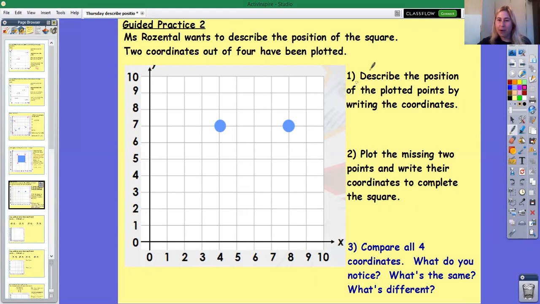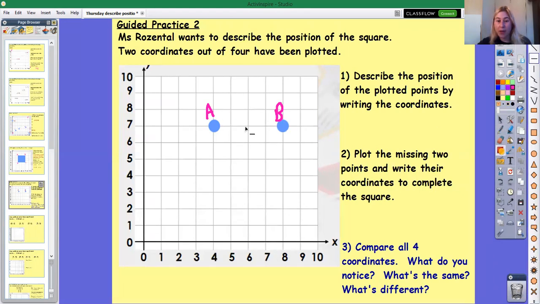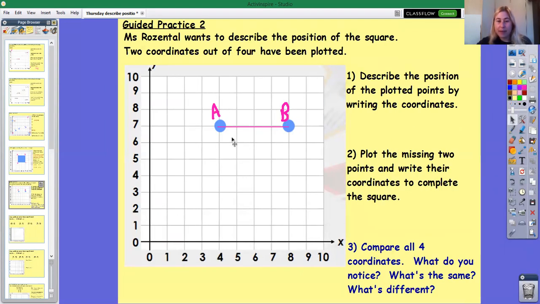Okay, so plotting the points that we are already given, I would label this point A and I would label this point B. And I might even start by joining them up because I know that I'm going to make a square. So I can think about coordinate A and coordinate B. So here are some I made earlier. A is 4, 7 and B is 8, 7.